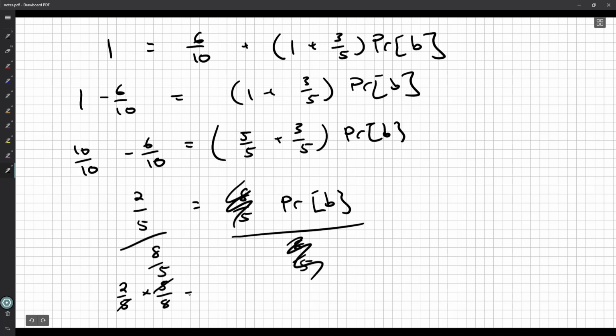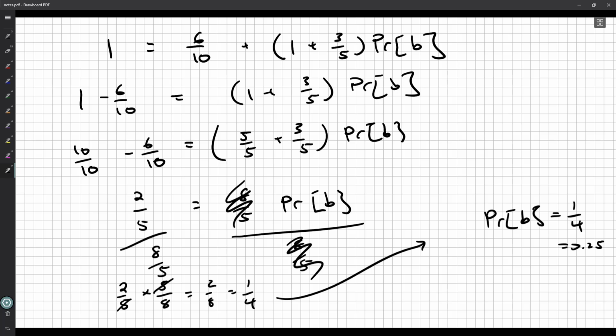Okay, the 5s will cancel out. We'll be left with 2/8 or 1/4. So the probability of B is 1/4, or if you're a decimal person, you could have done 0.25. Okay. So I know the probability of A, I know the probability of D, I know the probability of B.